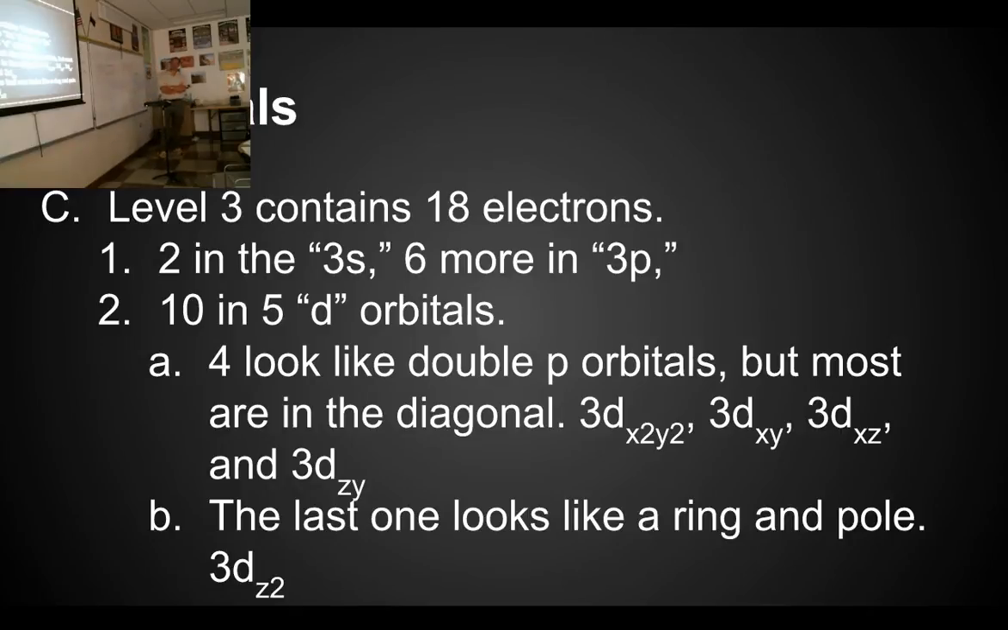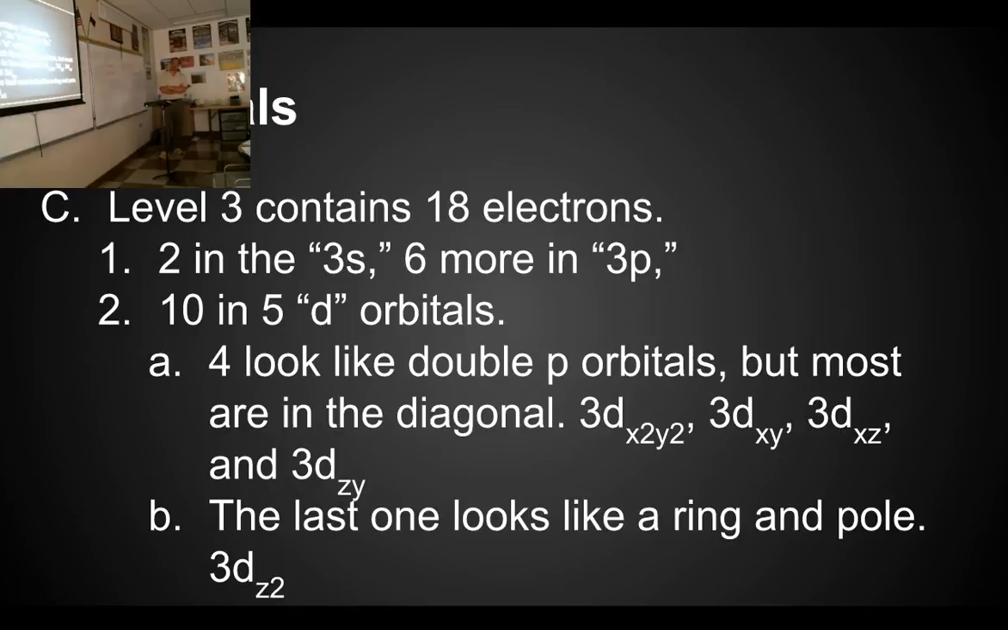It's on the diagonal between x and y, or on the diagonal between x and z, or on the diagonal between y and z. And then one of them is just really funky, and I'll show you a picture of that in a little bit. That's the x squared, y squared, and both of those are subscripts of the d. Can't even make my typesetter do that. What you need to know, basically, is there are 10 more electrons in d orbitals.